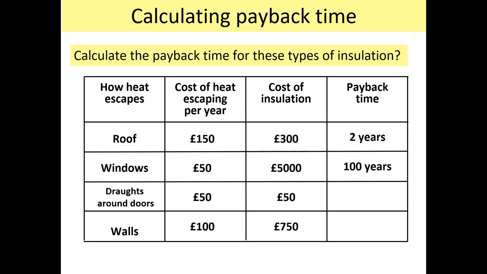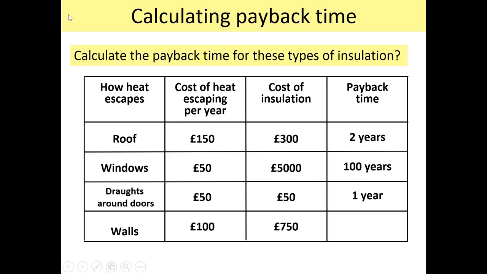Now, heat can also escape through drafts around doors. And the cost of heat escaping per year is £50. To add draft excluders around the doors, the cost of insulation of those draft excluders would also be £50. So if you were to calculate your payback time, you would do the cost of the insulation of those draft excluders divided by the cost of heat escaping. So 50 divided by 50 would give you 1 year. So 1 year before you start making money back through savings.